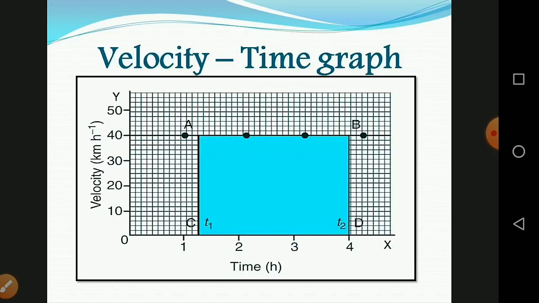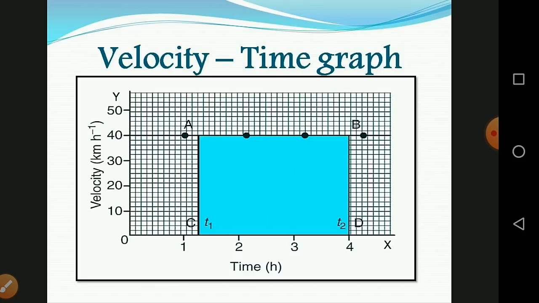We know that the product of velocity and time gives the displacement of an object moving with uniform velocity. The area under the velocity-time graph is equal to the magnitude of the displacement. So the distance, that means the displacement, covered by the car in a time interval can be expressed as: s is equal to AC into CD. So s is equal to the area of the rectangle ABCD, the shaded area.